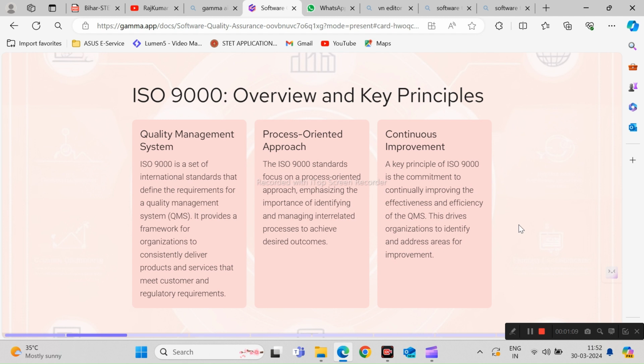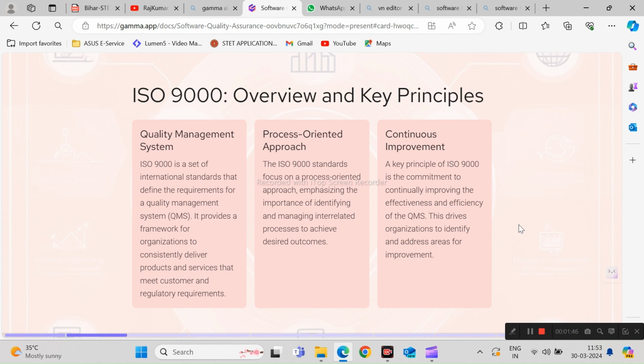ISO 9000 is a set of international standards that defines the requirements for a quality management system, QMS, and it provides a framework for organizations to consistently deliver products and services that meet customer and regulatory requirements. The second point, process oriented approach. The ISO 9000 standards focus on the process oriented approach, which emphasizes the importance of identifying and managing interrelated processes to achieve desired output. The third one is continuous improvement.